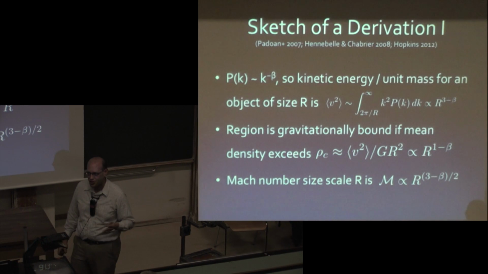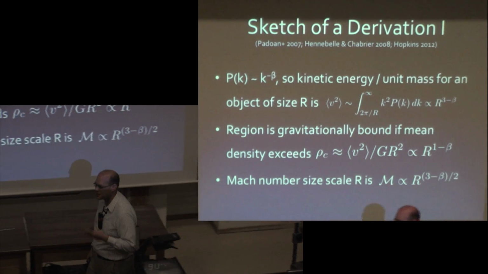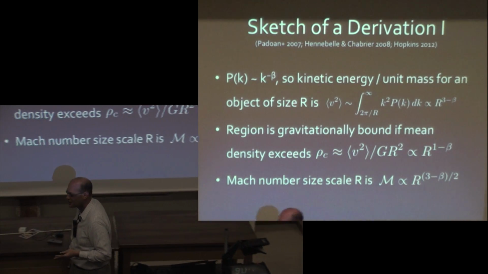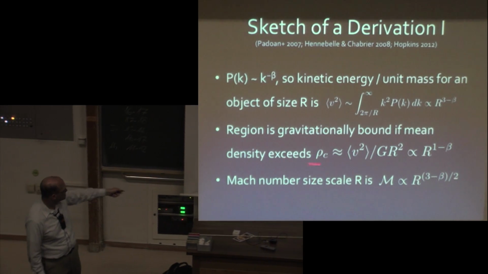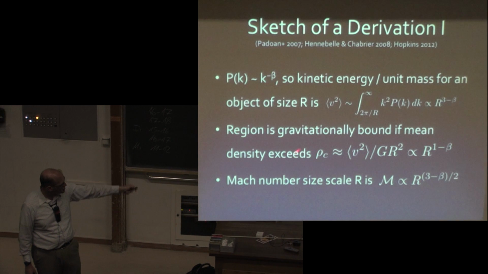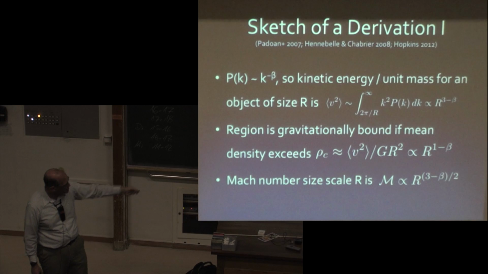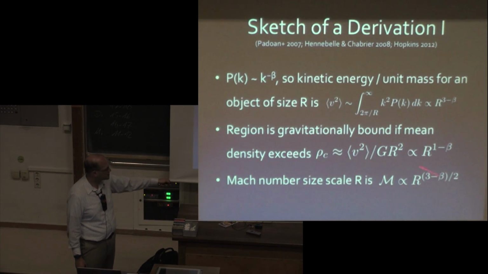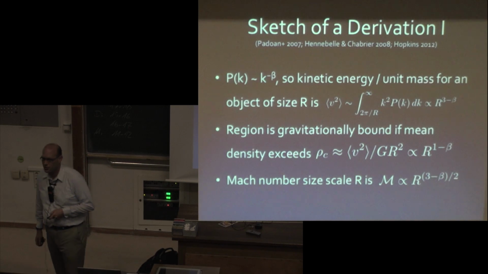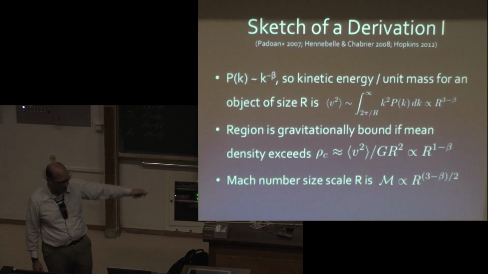If I want to know if the region is gravitationally bound, I have to compare that to the potential energy per unit mass. The potential energy depends on the mean density, and the mean density required to be gravitationally bound is given by v squared over G r squared, which goes up by 1 minus b. The Mach number is a function of size scale, but that's just like the square root of the velocity squared versus size scale. It has this scaling.